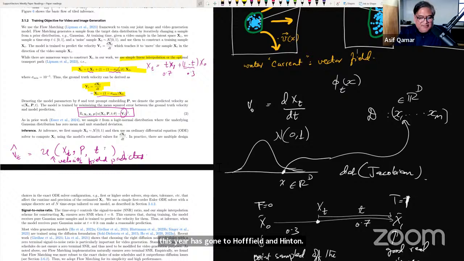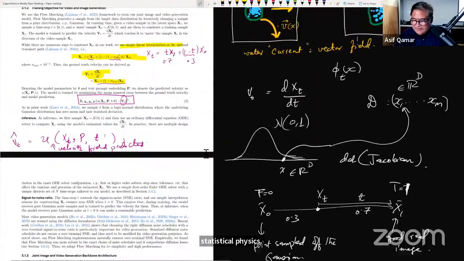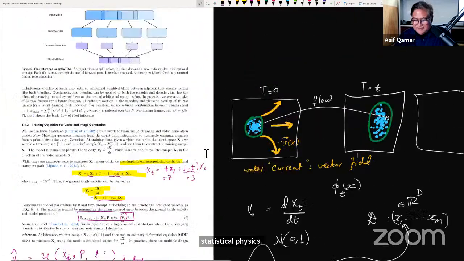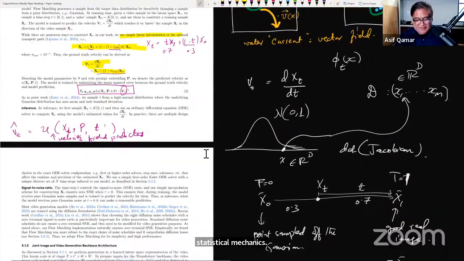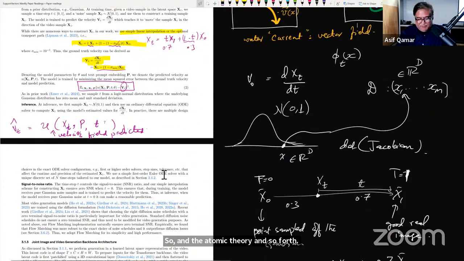Whenever I read Hinton's paper, I couldn't help remarking over the years how much of his intuition he deliberately borrows from statistical physics, statistical mechanics, and the atomic theory and so forth. So it's really nice to see this.